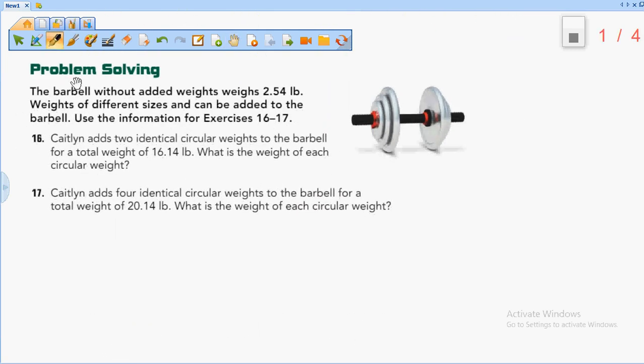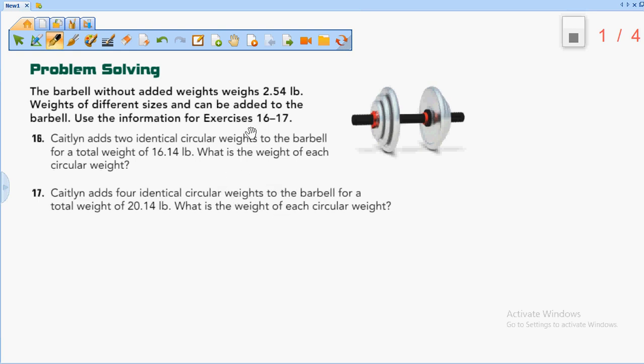Okay, boys, now let's go solve some problems for this lesson. Look, the barbell without added weights weighs 2.54 lb. Weights of different sizes can be added to the barbell. Use the information for exercises 16 and 17. Kirtan adds two identical circular weights to the barbell for a total weight of 16.14 lb. What is the weight of each circular weight?